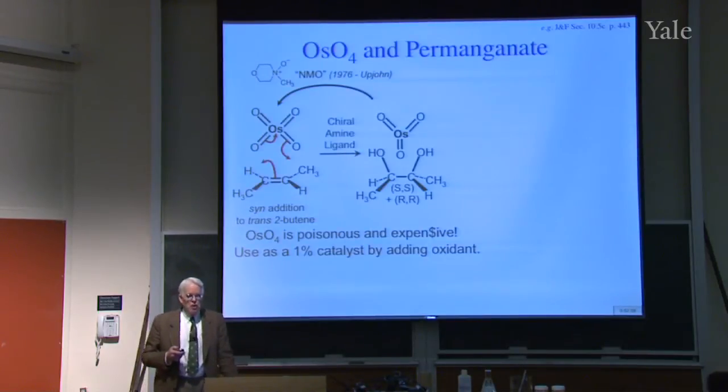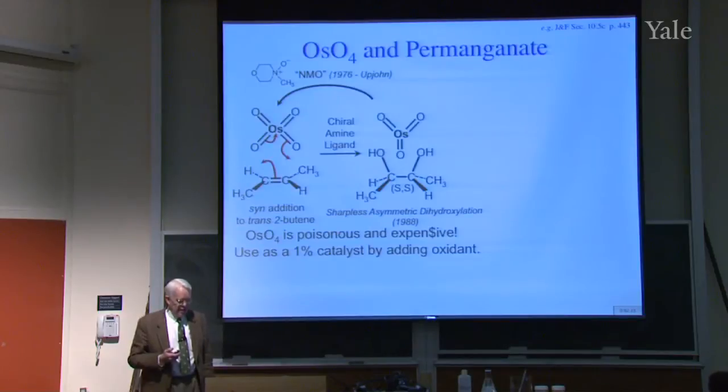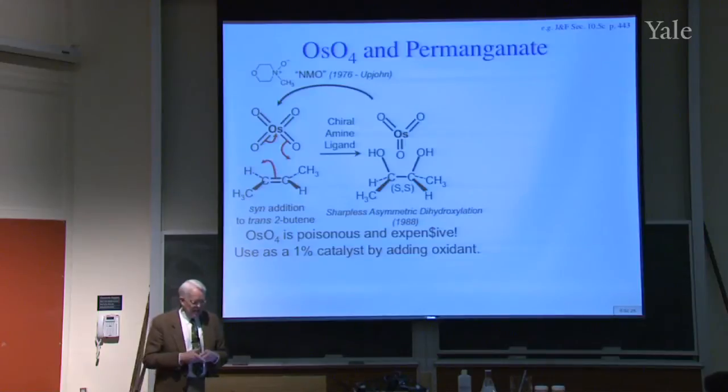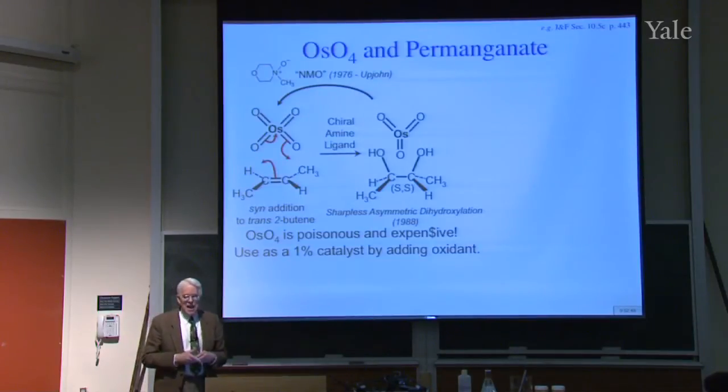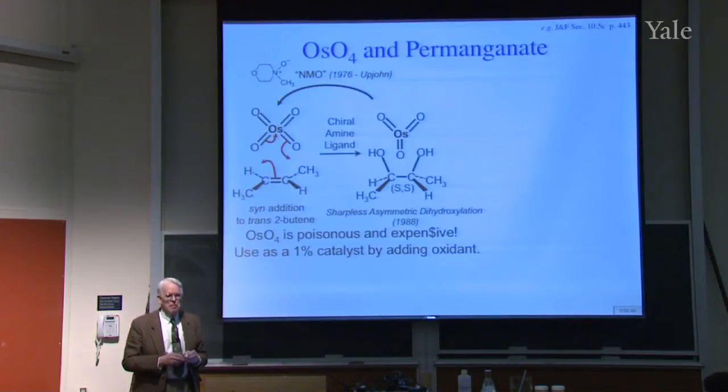However, you can start with it in a ligand that attaches to the osmium. So if you use a chiral amine ligand, then you only get one of the two enantiomers of the dihydroxylated alkene. And this, you won't be surprised to hear, was also invented by Professor Sharpless, whom we talked about last semester with respect to adding oxygen. So this is called the Sharpless asymmetric dihydroxylation.